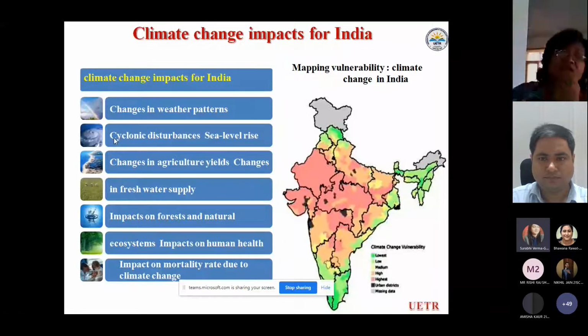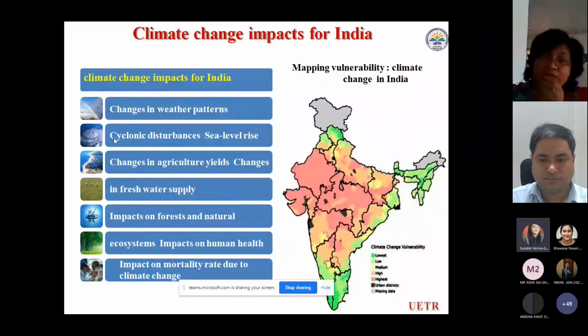Climate change impact for India. What are the main impacts that will happen in India? Changes in the weather pattern, cyclonic disturbances, sea level pattern, changes in agriculture yield, in freshwater supply, impact on forest and the natural ecosystem, impact on human health, and impact on mortality rate due to climate change.